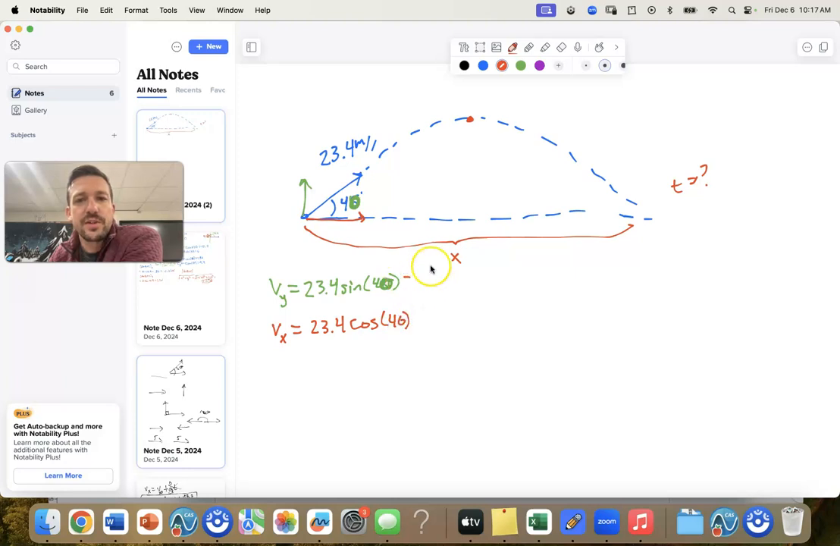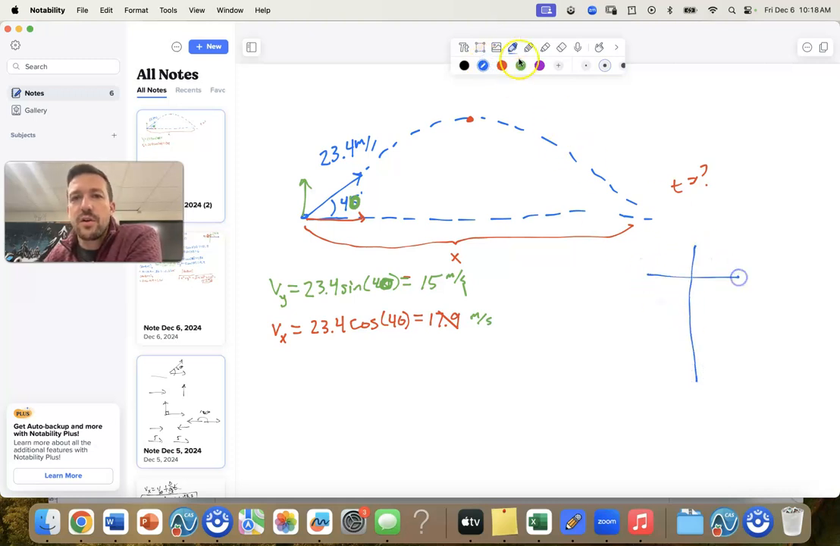Okay, so first off, let's figure out what these two things come out to equal. 23.4 times cosine of 40 is 17.9. And the other one here is 23.4 times sine of 40, and it comes out to 15. Okay, and these are both meters per second, okay? So that's the first thing you got to do. And then remember, you want to break these up into two different categories.